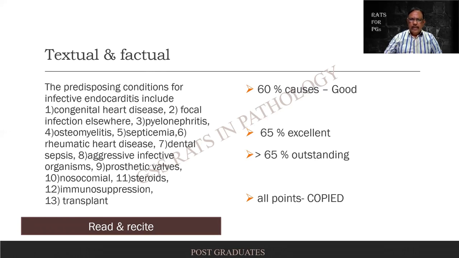Of which, if you people answer 60% of the causes or conditions, you are a good student. If you answer 65%, you are excellent. More than 65%, you are outstanding. If you answer 100%, that means you have copied. So it is not humanly possible for us to recollect and reproduce everything. That is the message in this slide. But then numbering is a very good habit that will make our mind get stimulated.